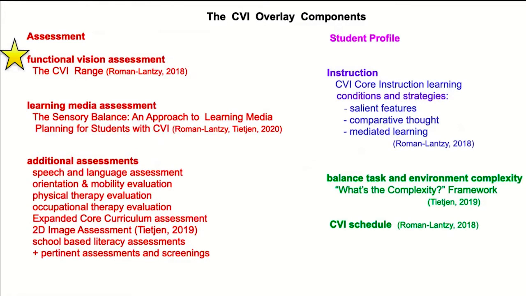So the CVI overlay components, beginning with assessment, as all good instruction does. The components are built upon the assessment information that is gained from the functional vision assessment, the CVI range. Included with that is a learning media assessment. Highly recommended is the sensory balance and approach to learning media planning for students with CVI. Newly published. If you don't have it, I highly encourage you to get it. And I'm not going to read through the additional assessments there. They're all customized as per individual need, made by team decisions and other experts in the field.